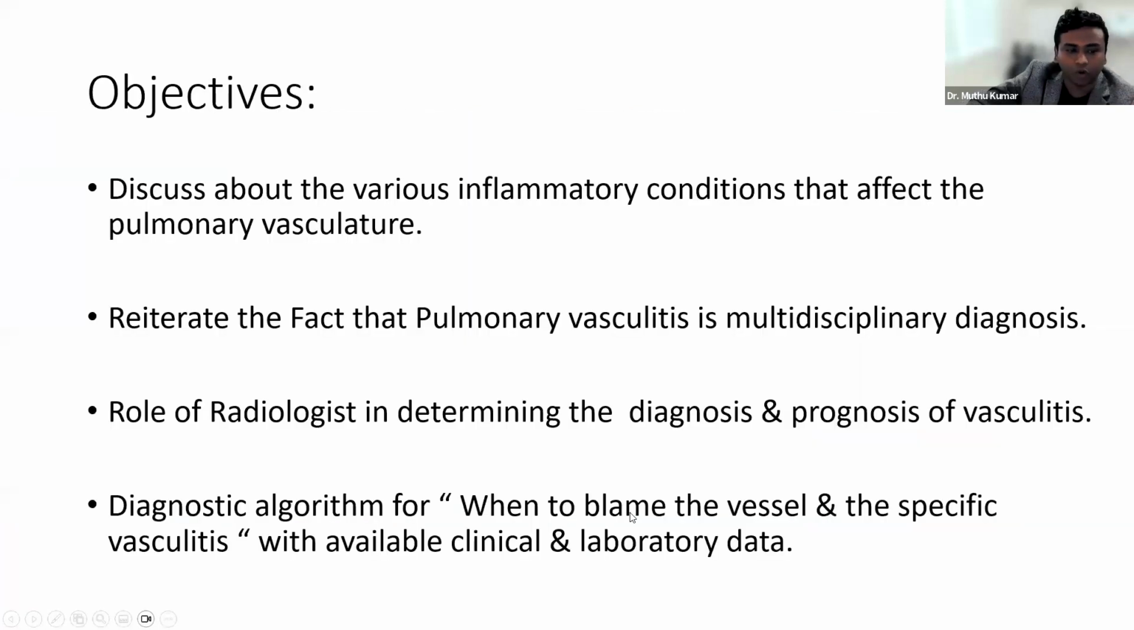My objectives for this lecture are to discuss the various inflammatory conditions that affect the pulmonary vasculature, to reiterate the fact that pulmonary vasculitis is indeed a multidisciplinary diagnosis, not just a diagnosis by imaging alone, and to discuss the role of the radiologist in determining the diagnosis and prognosis of vasculitis. And finally we will end up forming a diagnostic algorithm so that we can make a specific diagnosis of what type of vasculitis is affecting this patient.